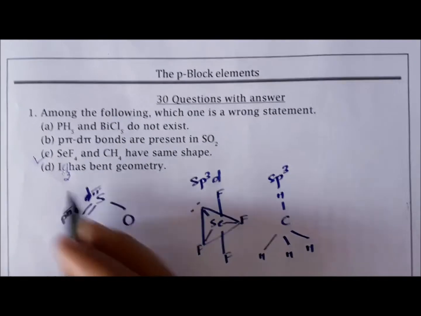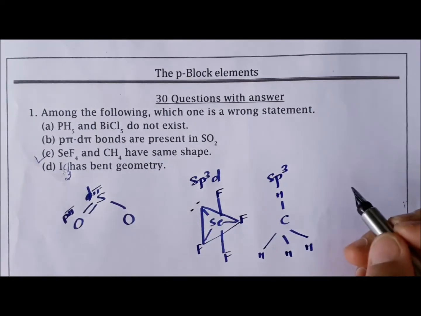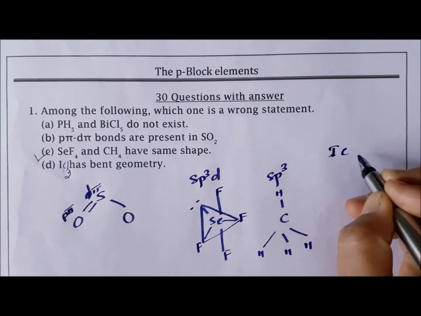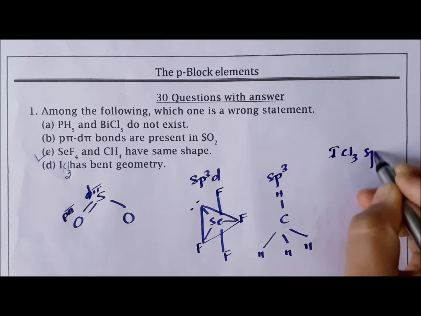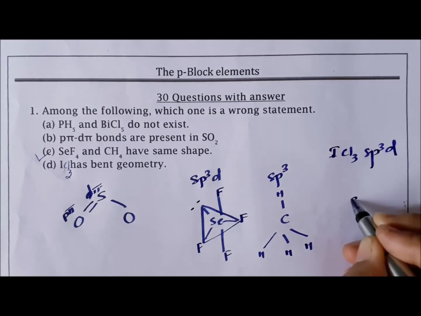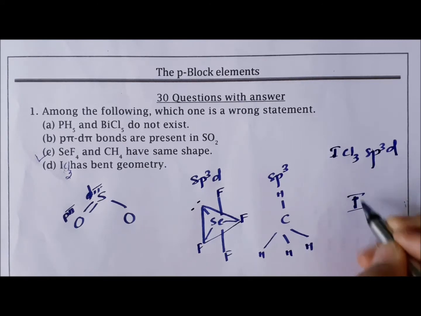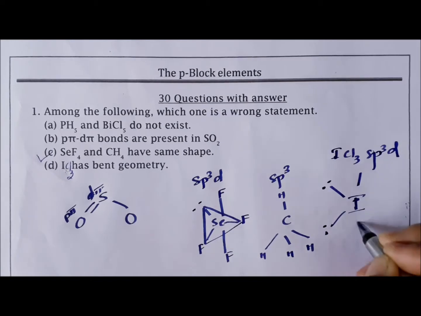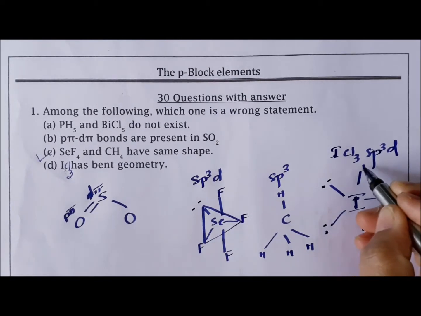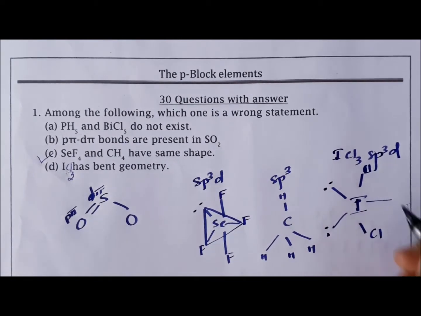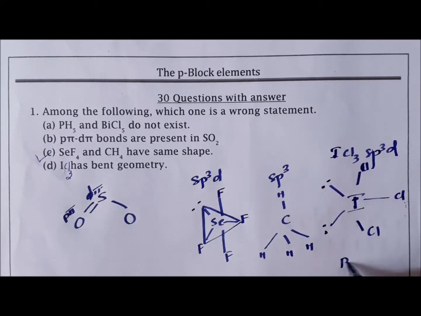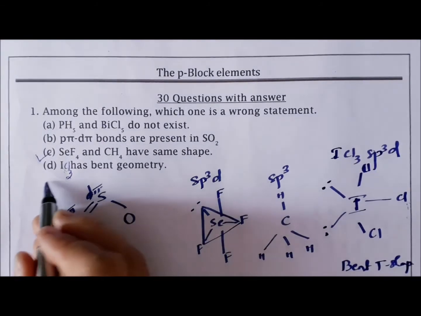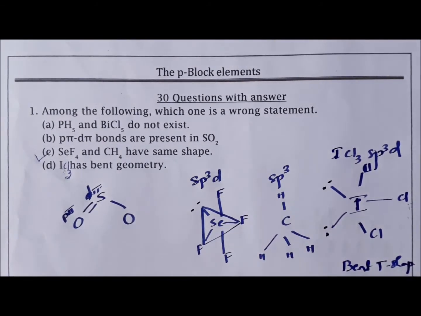So last, D, ICl3 has bent geometry. Now in ICl3, the hybridization state is again sp3d. So this is I, right? Because of the presence of two lone pairs, it will be a little bent. So Cl, Cl. We call that a bent T shape. So again option D is a correct statement.